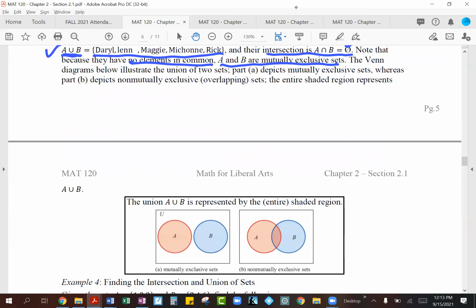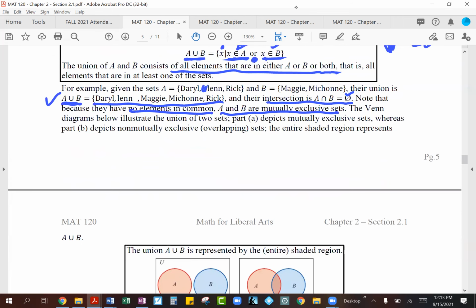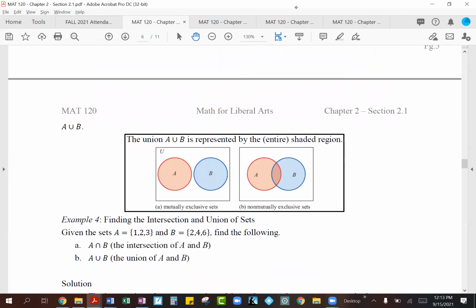So just to show you what the union Venn diagrams would look like, if you have mutually exclusive sets, which is what we have here with this example of Daryl, Glenn, Rick, Maggie, Michonne, even though they are two completely separate or disjoint sets, in the union we would be taking every element from A and every element from B and putting it all together. Now, if they were not mutually exclusive sets, which means there was something common between them, then this is what your Venn diagrams would end up looking like. So you've got set A, set B, and then whatever is common between both sets. So those are two different representations of what the union of your sets would look like if they were mutually exclusive or non-mutually exclusive.